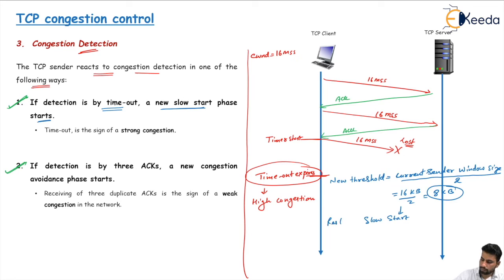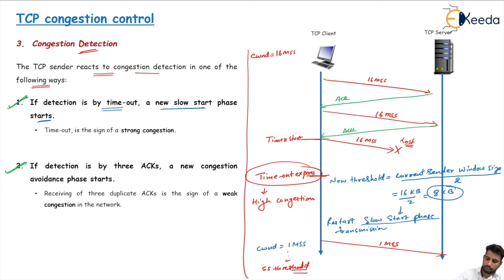Restart transmission with the slow start phase. In the slow start phase we restart with 1 MSS, which means the congestion window is again equal to 1 MSS, and the sender will send with 1 MSS size, and this goes up to the slow start threshold value.